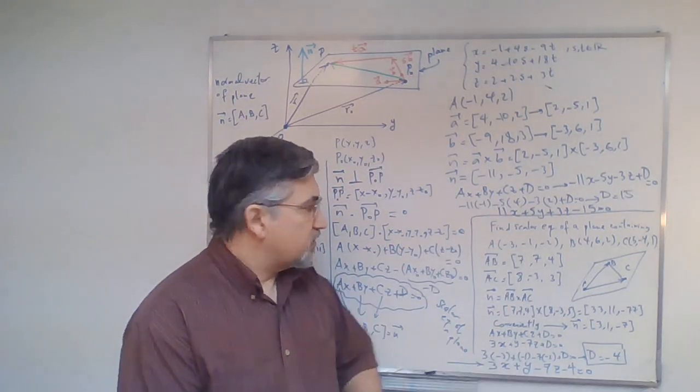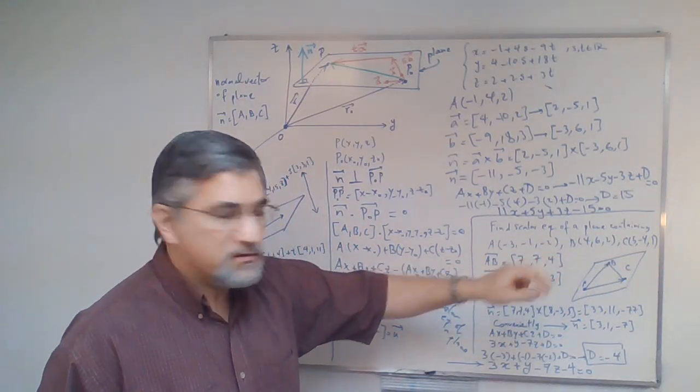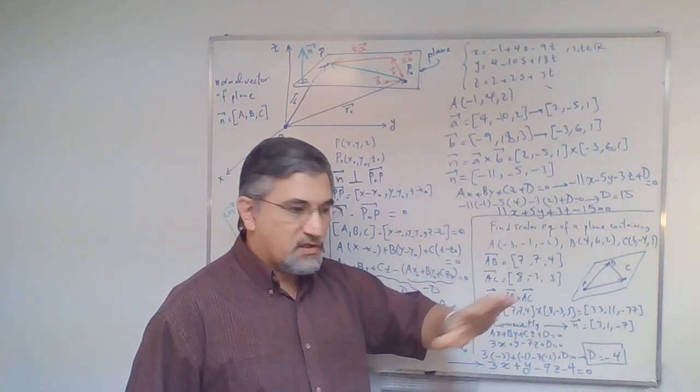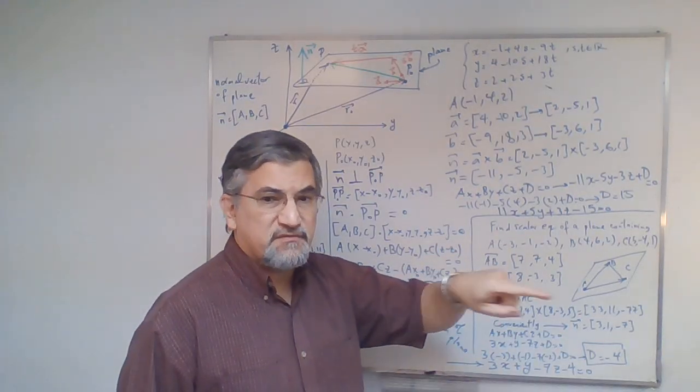There's another example here. It says, find the scalar equation of a plane containing 3 points A, B, C. So 3 points in space identify a plane. We want to write the equation of that plane, in particular, the scalar equation of that plane.